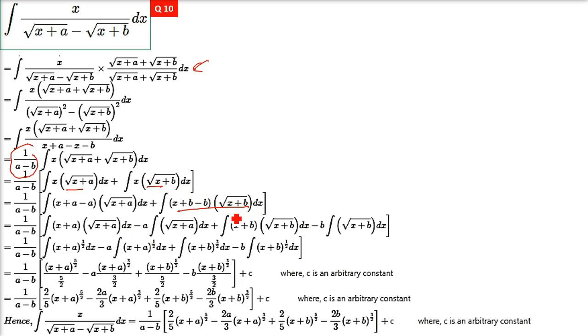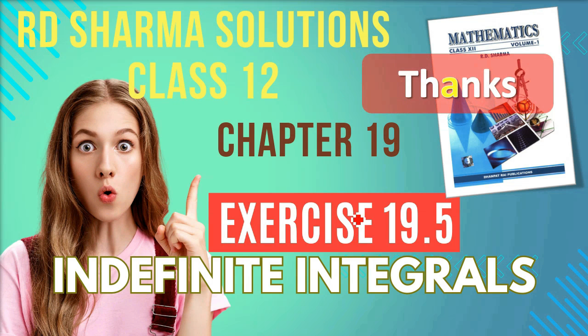So the whole trick is first rationalization. The second trick is x should be replaced by x plus a minus a, and this x should be replaced by x plus b minus b, and the analogy should be followed. Okay, this is your final result. Constant of integration, don't forget about that. So this is all about this exercise 19.5.